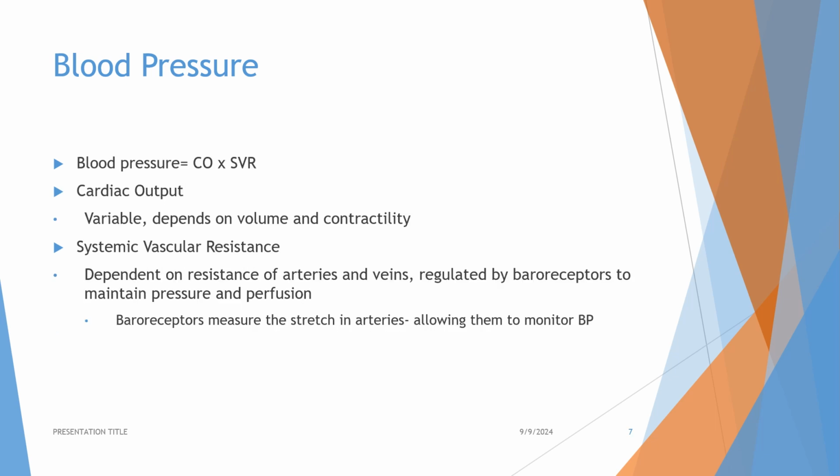Blood pressure can also help determine our cardiac output, right? It's our cardiac output times our systemic vascular resistance. So if we have a poor cardiac output, our body is going to vasoconstrict, increase our SVR to increase our blood pressure. If we have a good cardiac output, we can vasodilate a little bit more to have a good blood pressure.